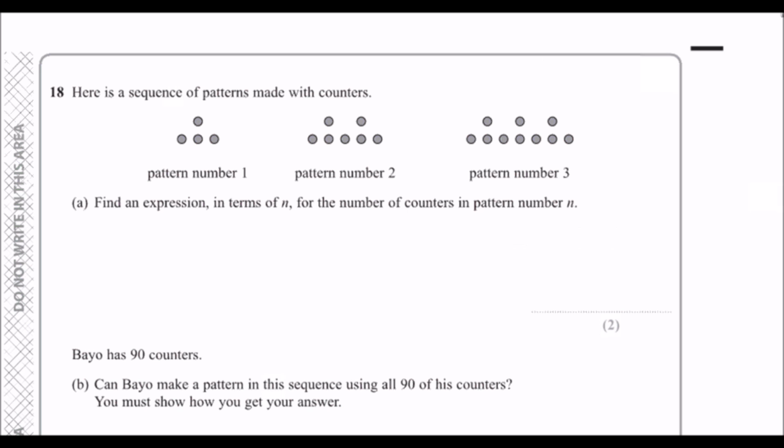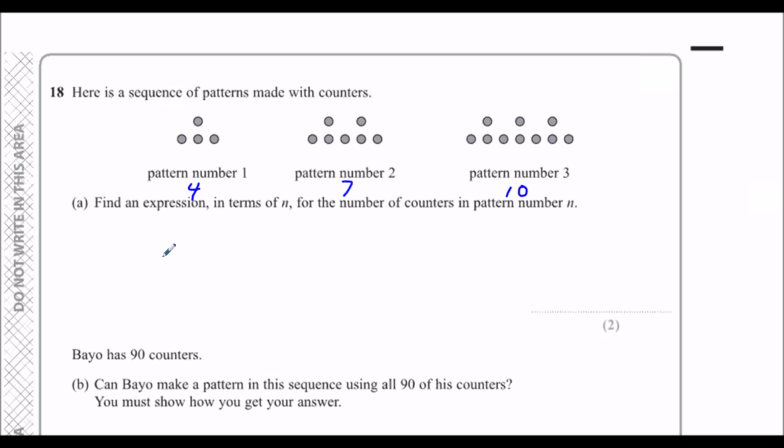Okay, question 18. Here is a sequence of patterns made with counters. So we've got a pattern that's changing every time by adding on 3 dots. Find an expression in terms of n for the number of counters in pattern n. So we've got 4 in the first one, 7 in the second one, and 10 in the third one. So what's the nth term? It's going up in 3s every time.